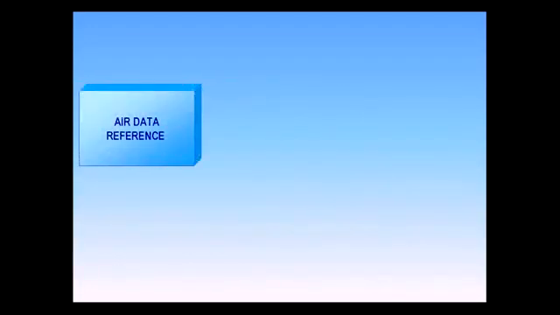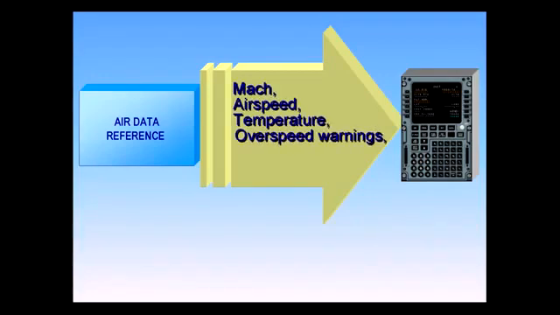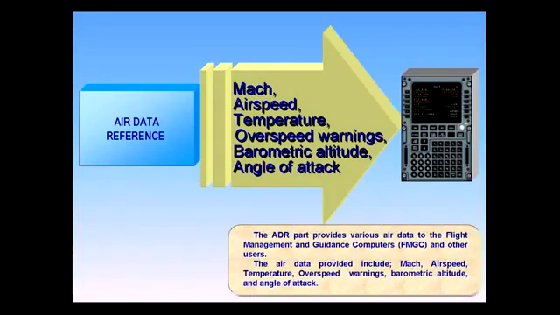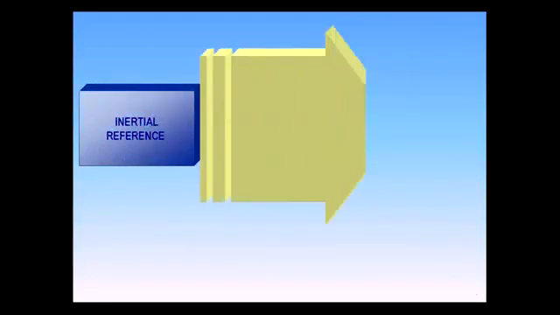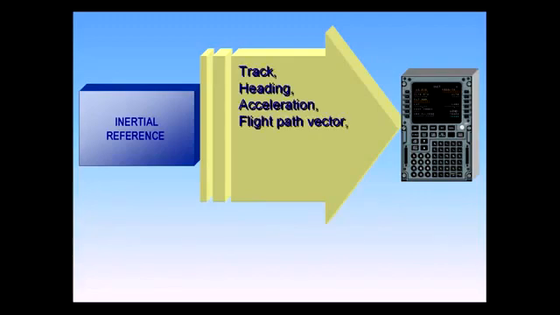The ADR part provides various air data to the flight management and guidance computers, FMGCs, and other users. The air data provided include Mach, airspeed, temperature, overspeed warnings, barometric altitude, and angle of attack. The IR part provides inertial data to the FMGC, EFIS, and other users. The inertial data provided include track, heading, acceleration, flight path vector, airplane position, ground speed, and attitude.